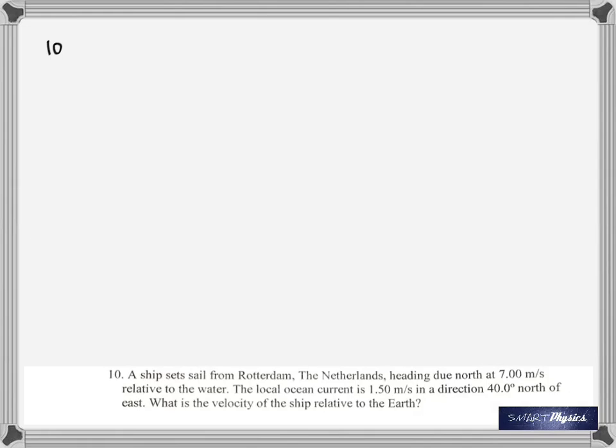Here you have two vectors again. A ship sets sail from Rotterdam, the Netherlands, heading due north, at 7 meters per second, relative to the water. The local ocean current is 1.5 meters per second in a direction 40 degrees north of east. What is the velocity of the ship relative to the earth? Okay, let's draw the diagram. Heading due north.